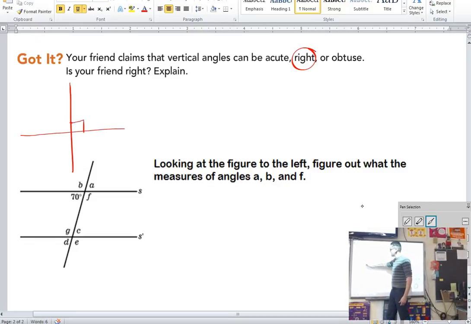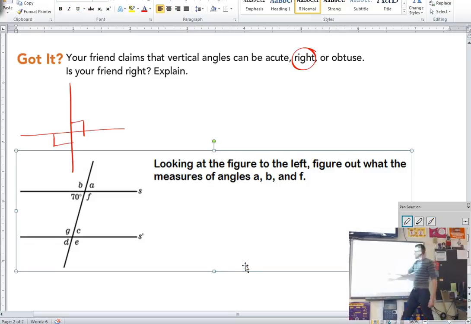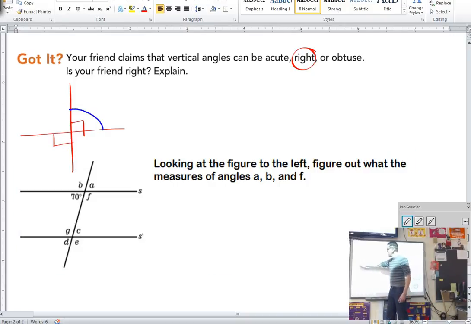So if this is a right angle, then all of them are right angles, which means this is also a right angle. So are those vertical with each other? Yeah, because this angle and this angle both use the same two straight lines. They're opposite with each other, so my right angles can work.